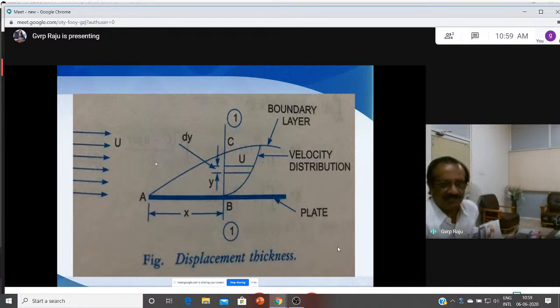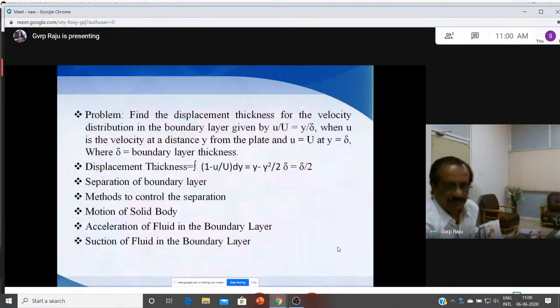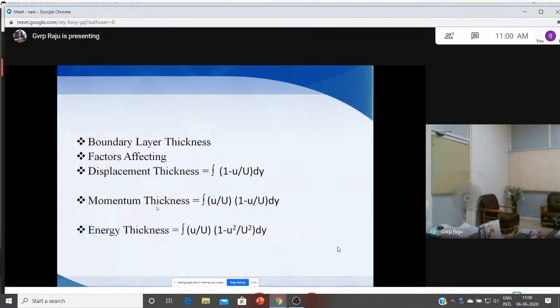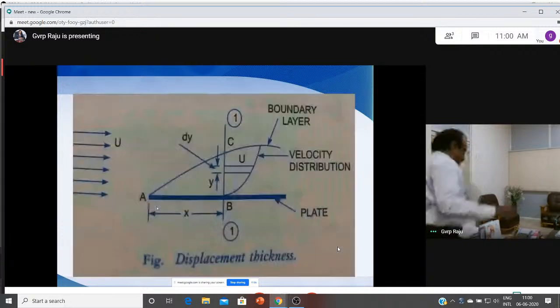Meanwhile, you see these equations here. There are 3 equations: displacement thickness, momentum thickness, and energy thickness. Just observe all the 3: displacement, momentum, and energy thickness. And this is the problem. Just see this problem.